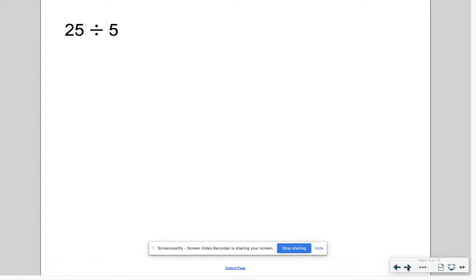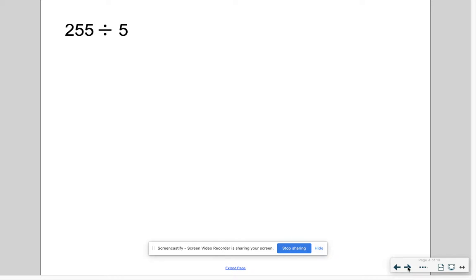So let's take a look at a simple division problem. So this is 25 divided by 5. Now, you don't need an algorithm to figure this out because you know your math facts and know that 5 goes into 25 5 times because you've studied your math families. 5 times 5 is 25. So you know that one.